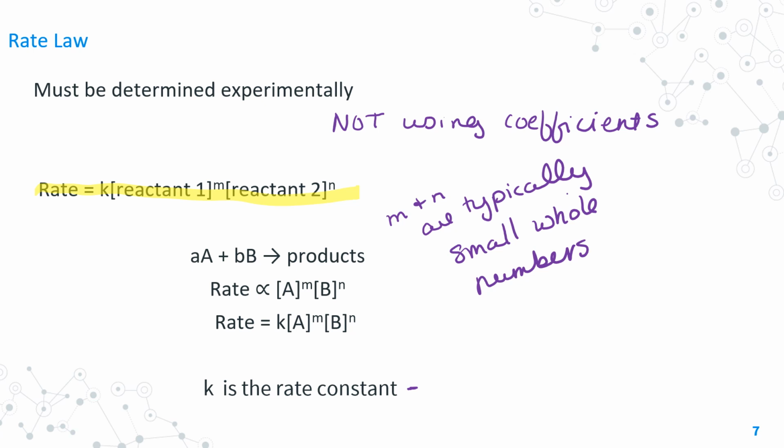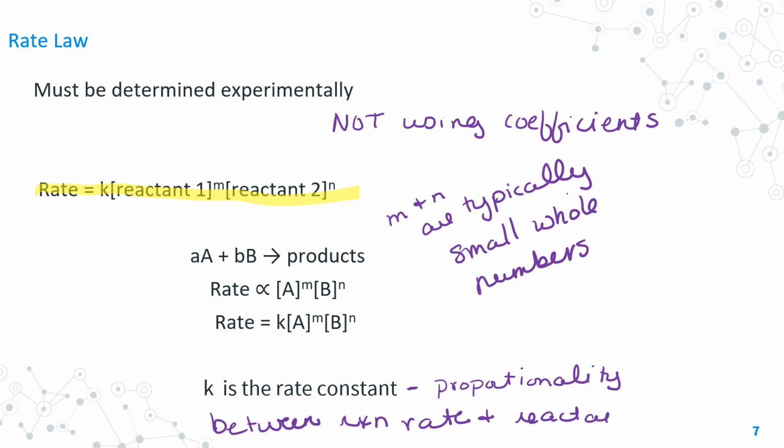k is the proportionality between the reaction rate and reactant concentration. k changes with temperature, so anytime there's a temperature change, k has to be recalculated.